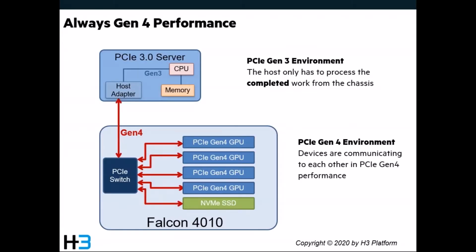Okay, now let me explain the chassis a little bit more to you. Please look at this diagram. So we have a PCIe 3 standard host environment, and a Falcon 4010 chassis connecting to it. What we have here is a PCIe 4 standard environment within the chassis. Your data will be transmitted and processed by GPUs in PCIe 4 standard performance anywhere within this chassis, despite what your host environment is.